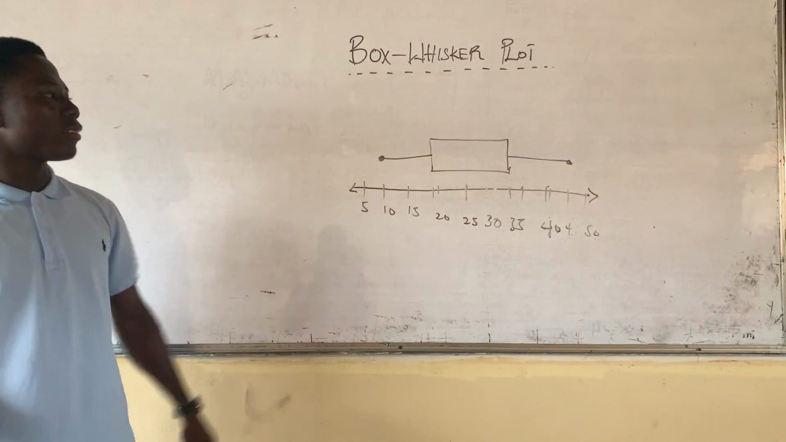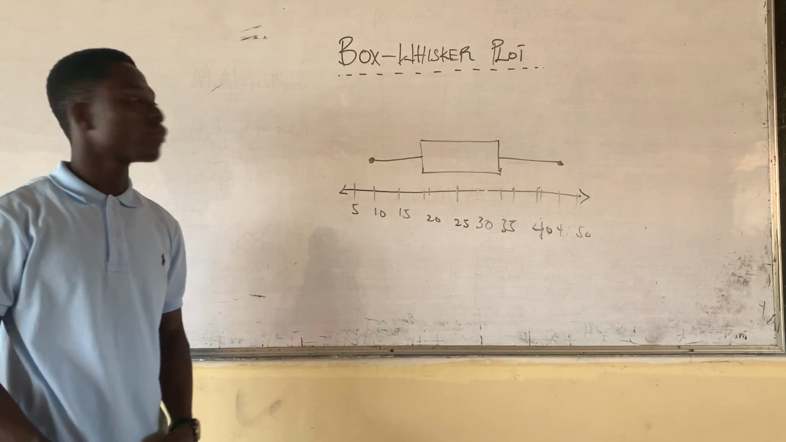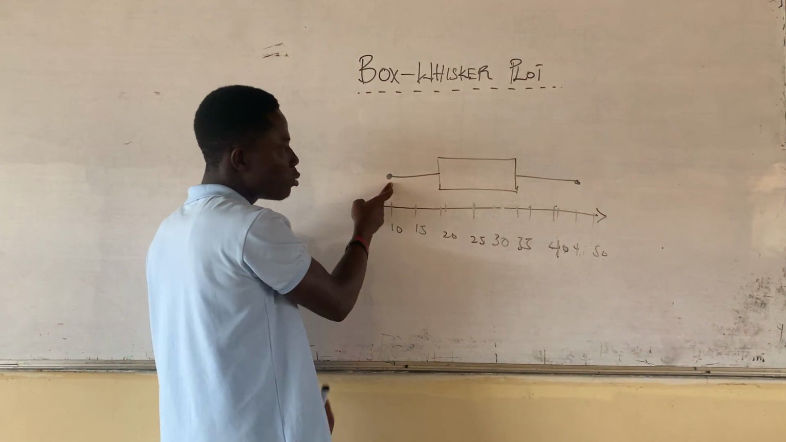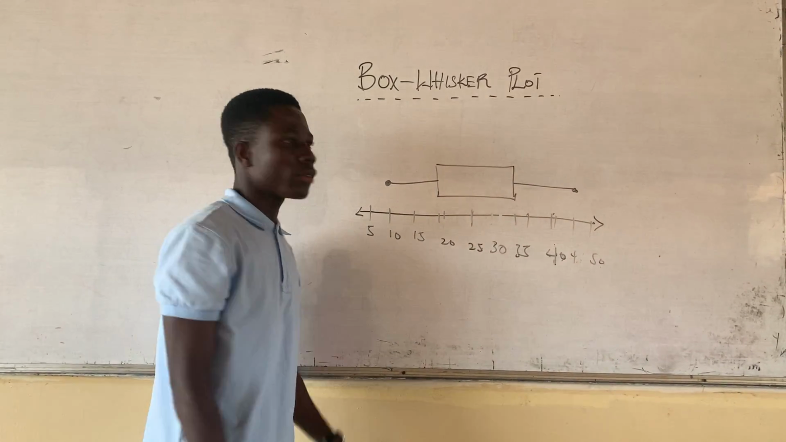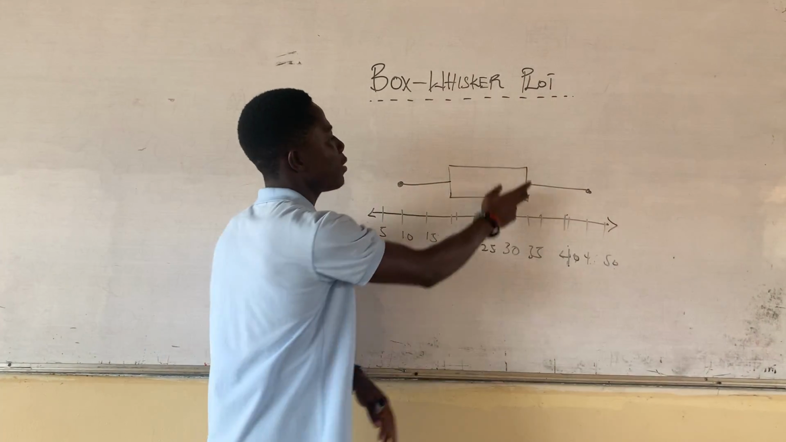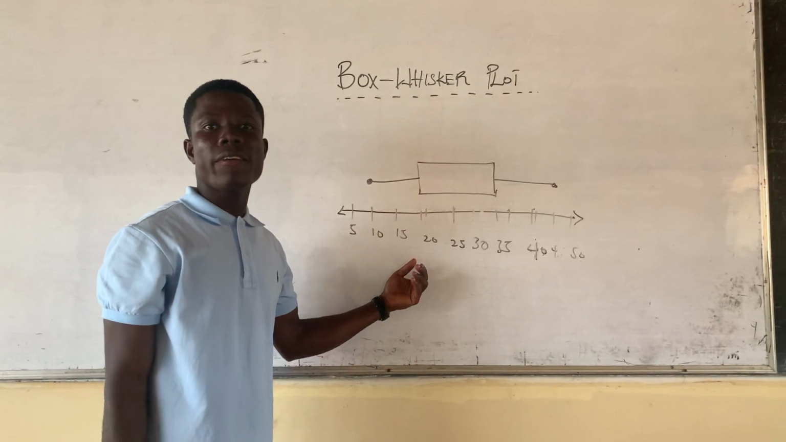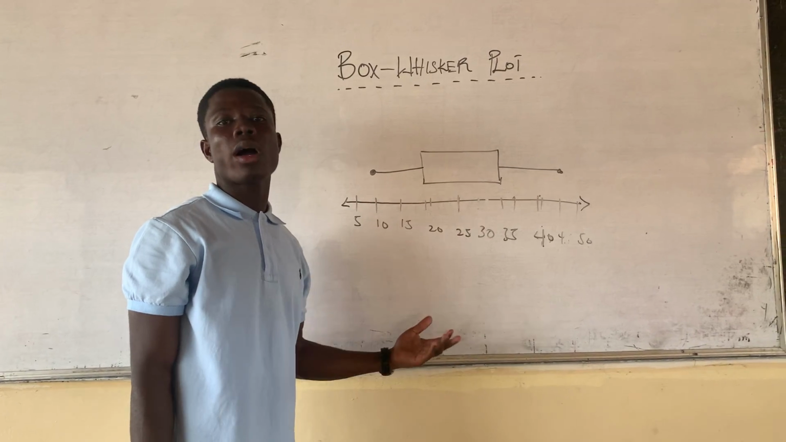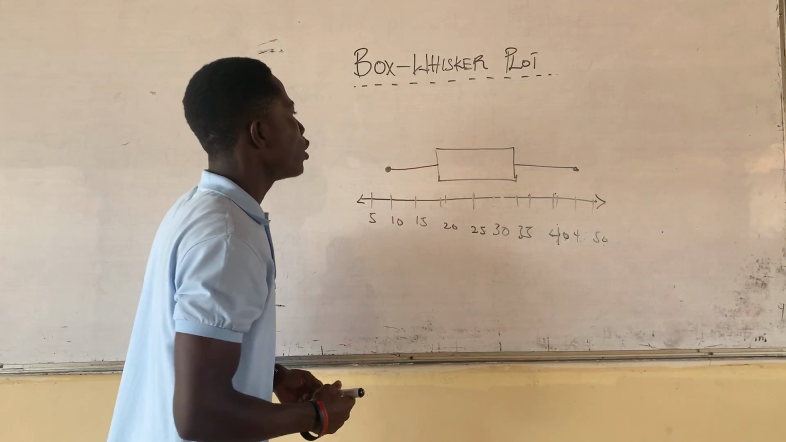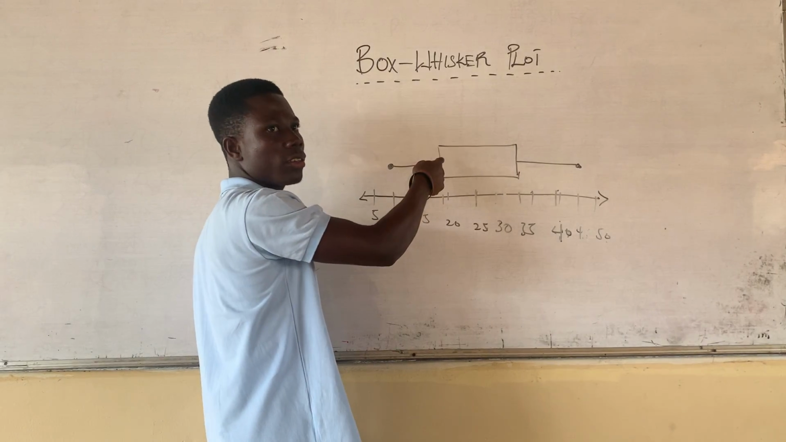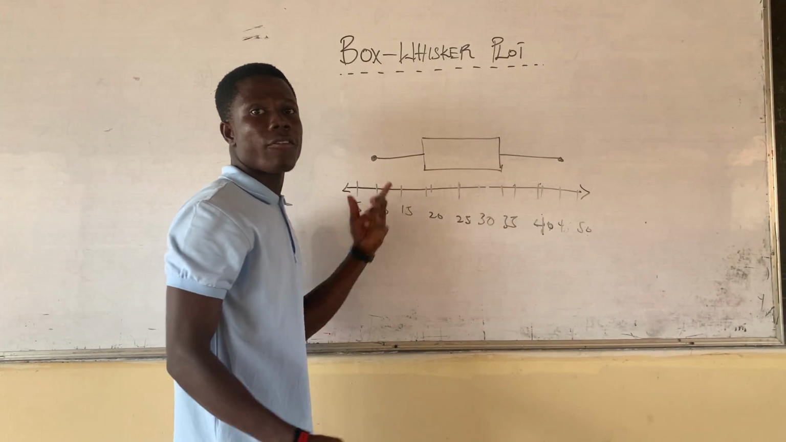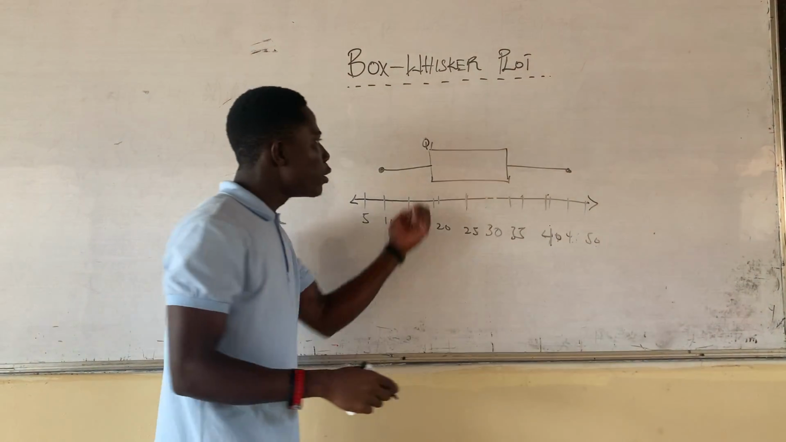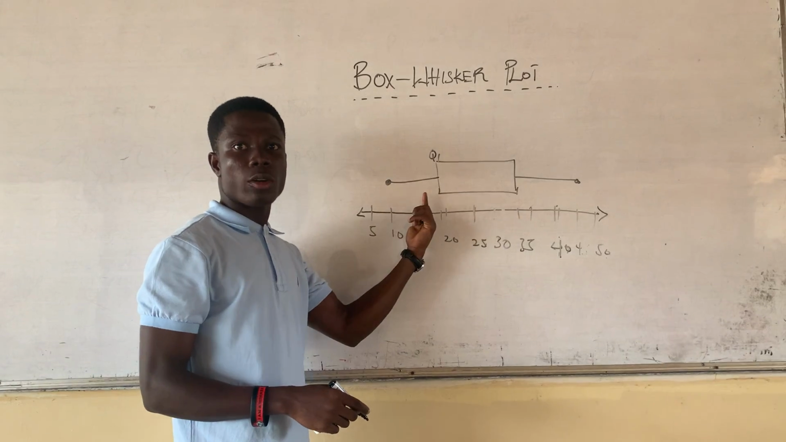So please, this is my box and whisker plot on the board. Now, this is the box. And the lines that you see here are called the whiskers. So these lines are called the whiskers, and this is the box. Now, let's identify the minimum value, the maximum value, and also the first quartile, second quartile or median, and the third quartile. So the first edge of the box is our first quartile, Q1.